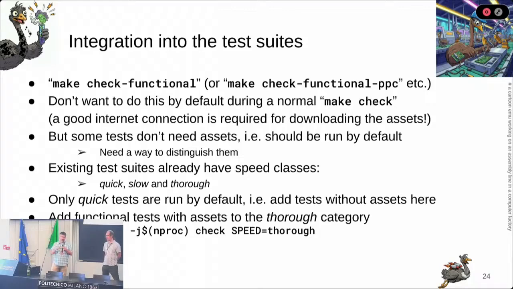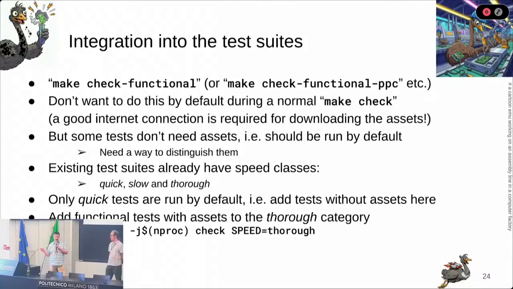Now, during development, the normal QEMU developer runs make check at the end of the development to check whether there are any regressions or not, since make check runs most of the other test suites. We did not want to add all the functional tests to this test invocation, simply because the functional tests download assets from the internet and we don't know whether the developer is on a proper internet connection or not. It could be metered, it could be slow, so that would have been a bad experience, I think.